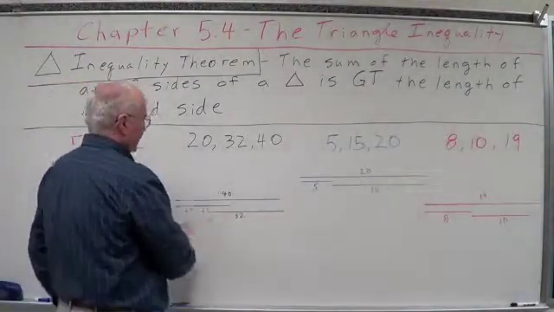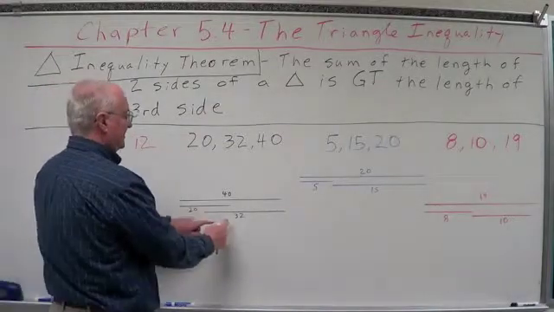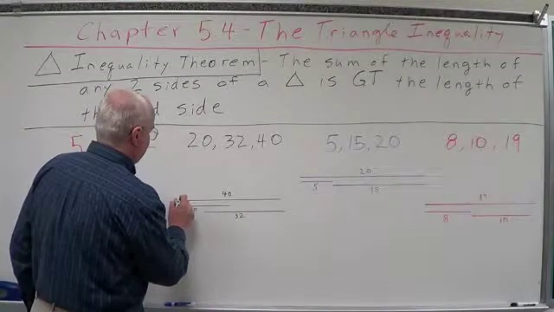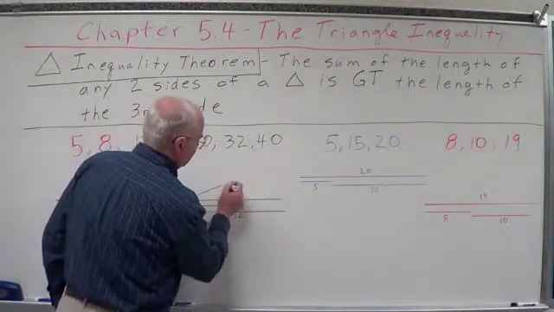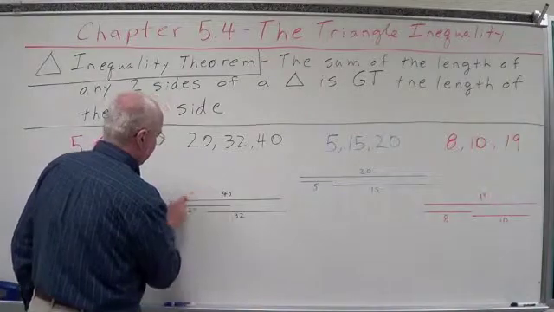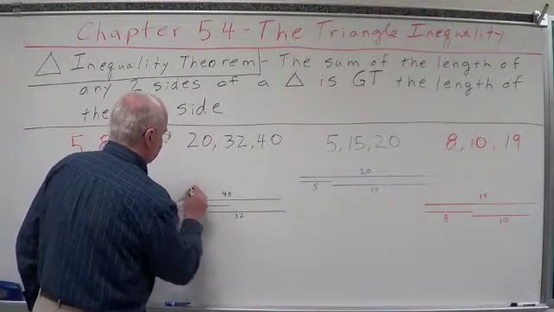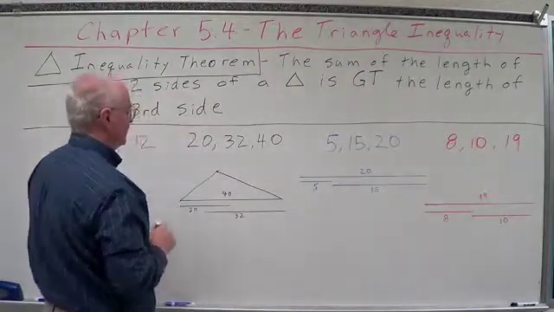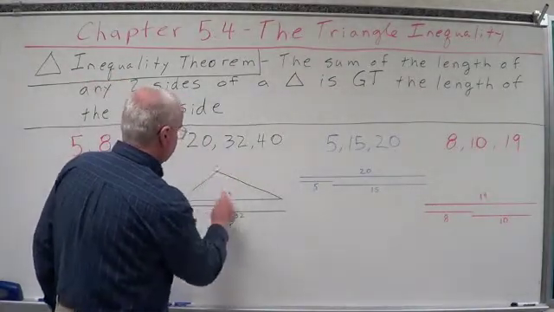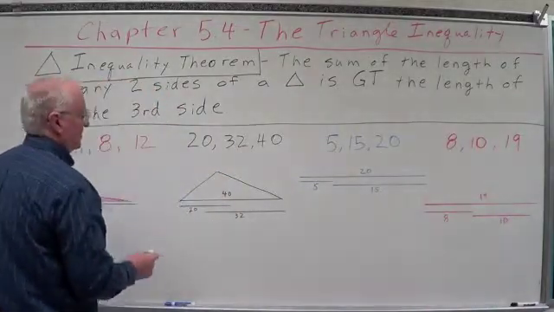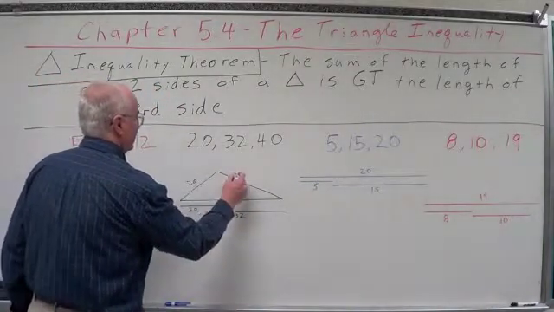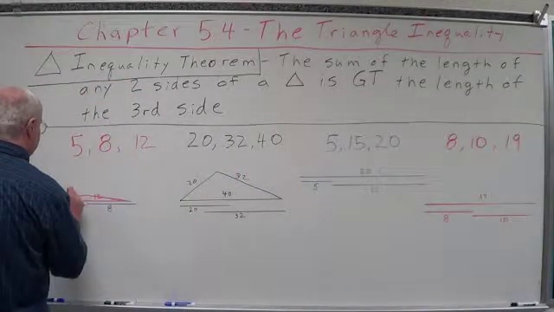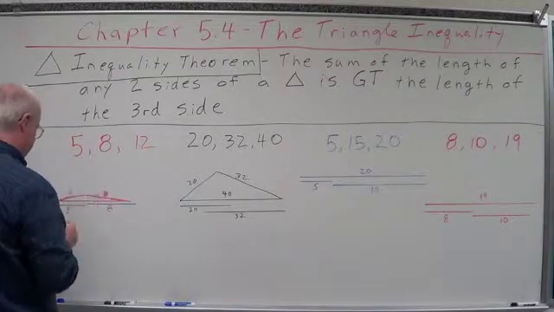Now let's look at this one. I have 40, and then 20 and 32. Notice that these two are greater than that one. So what's going to happen is I put this up, and it's going to come up like this, and that's actually going to be quite a bit longer than that, isn't it? So when I bring this around, this would be a 20, this would be a 32. This would be a 5, this would be an 8.